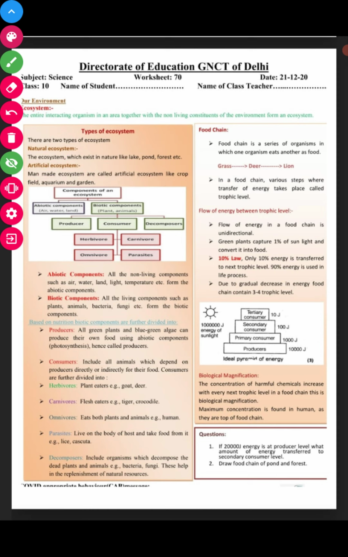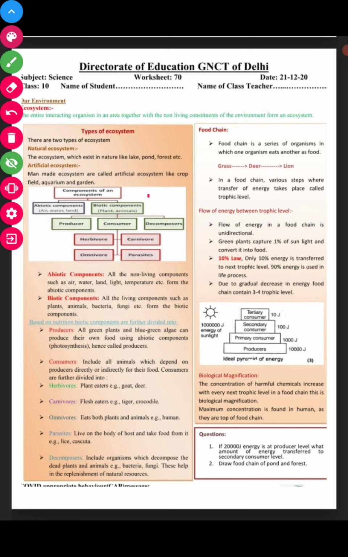Okay. Now we have the components of an ecosystem. We have two types of components in an ecosystem, that is biotic as well as abiotic. Okay. In biotic we have plants and animals. In abiotic we have air, water, moisture, soil, etc.